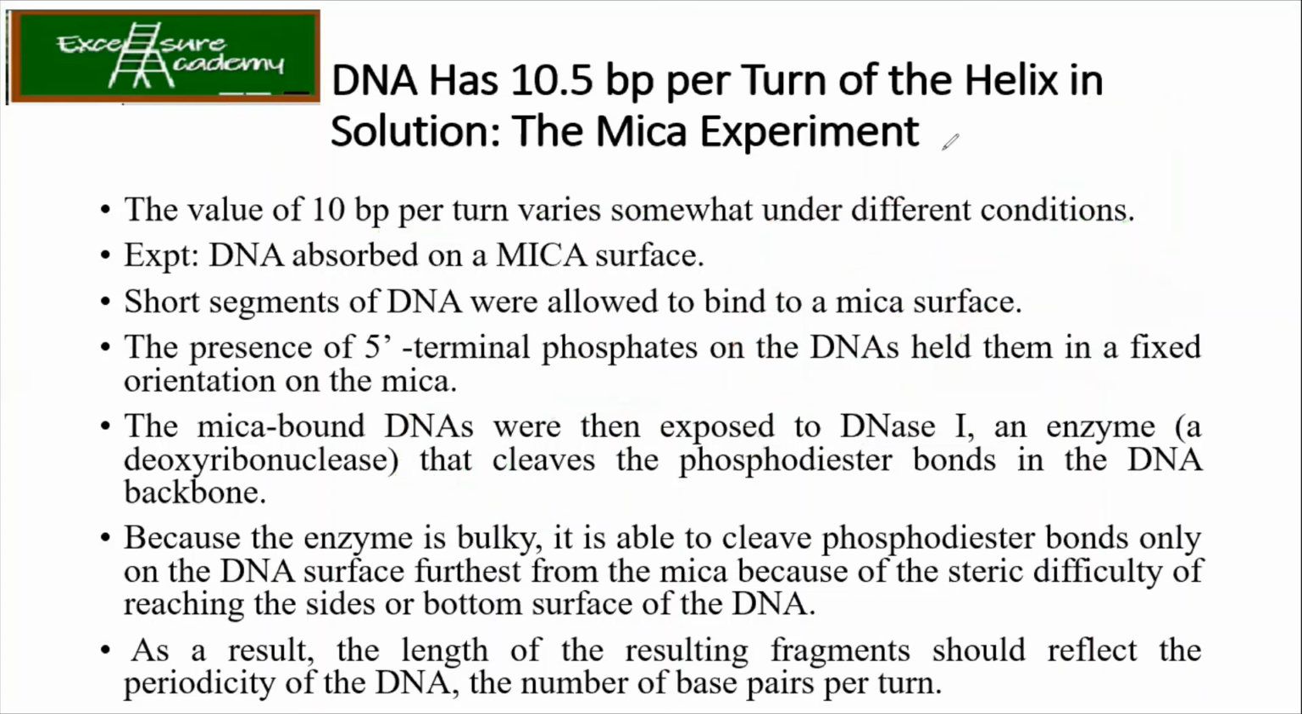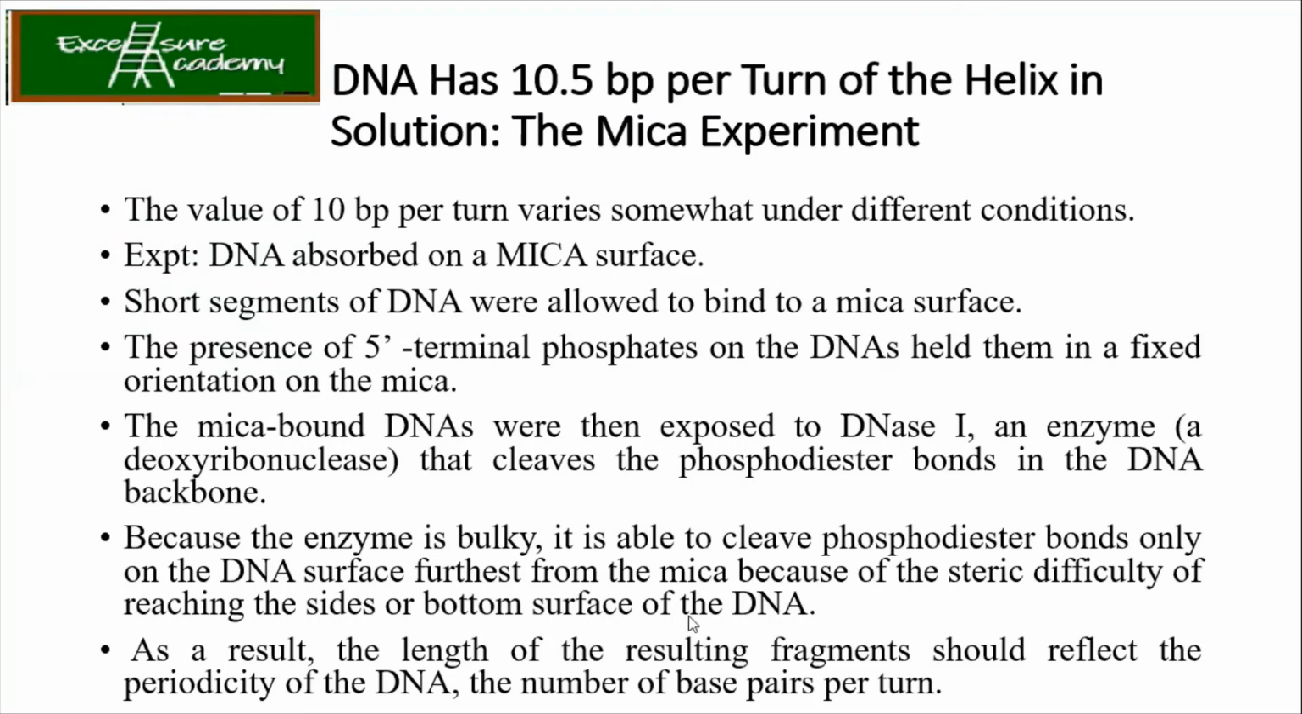So let's go through the information we have in the slides now. The value of 10 base pairs per turn varies somewhat under different conditions. Okay, you have different types of DNA also, so the number will vary, and the conditions will also vary, because the pH also affects, and high salt concentration affects everything. Now the DNA are adsorbed on the mica surface. Short segments of DNA were allowed to bind on the mica surface. The presence of 5' terminal phosphates on the DNAs holds them in a fixed orientation on the mica. Now these mica-bound DNAs were exposed to DNase I, which cleaves the phosphodiester bonds.